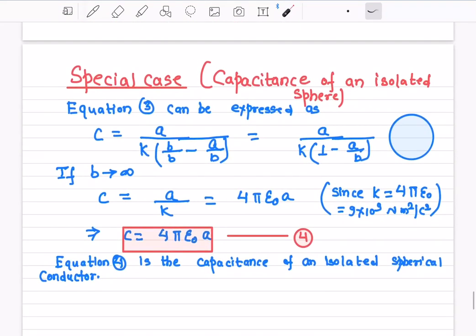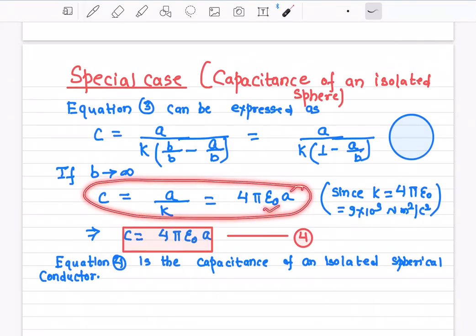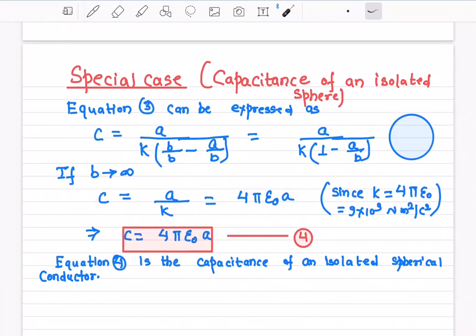Now if B tends to infinity, what does this mean? That means the outer conductor is very large. Then what I will get is C is equal to 4 pi epsilon naught times A, or A over K. A over infinity will be 0, and we are left with A over K. Because if B tends to infinity, this term will be 0, and we'll have only A over K.